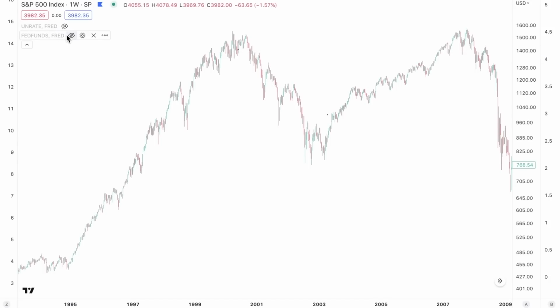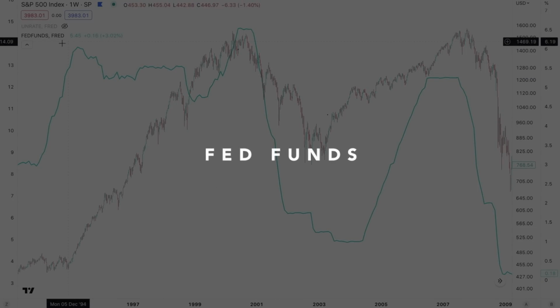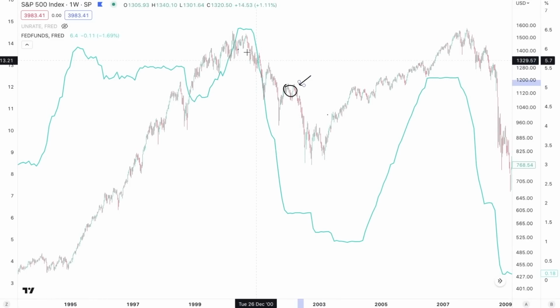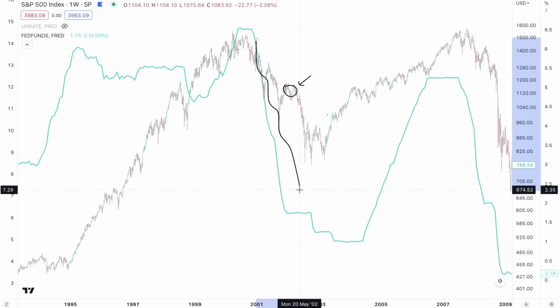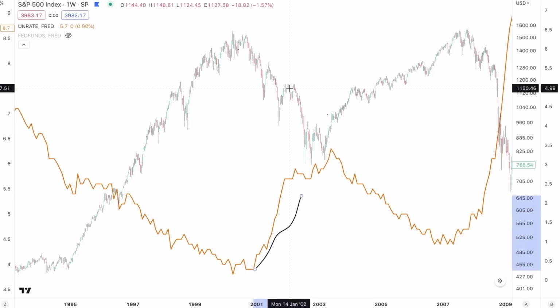Now, if we take a look at the macro environment again, taking a look at those same components in the first half of the bear market leading up to around the same moment in the bear market after the first half of the drawdown, you can see what was happening to the federal funds rate. Monetary policy, again, was easing significantly in that period. And yet, if we take a look at the unemployment rate right here, well, it had been rising throughout the entire bear market up until that moment.